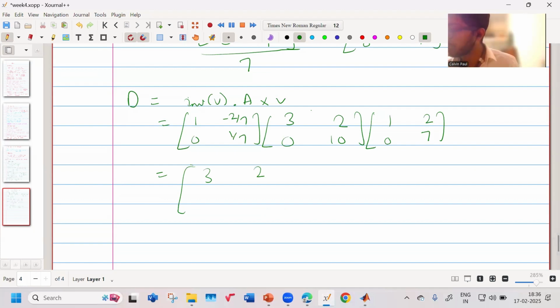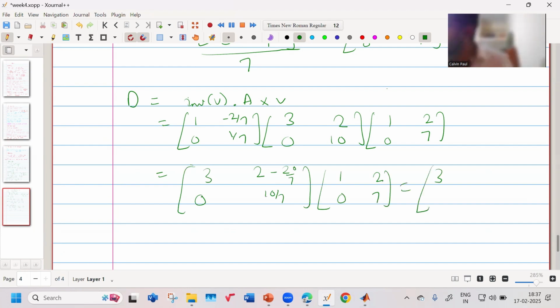Then actually let us do step by step. So 2 minus 20 by 7, this is 0 into 3 and 1 by 7 into 0. So this is 0, 0 into 2 and 1 by 7 into 10. So this is 10 by 7. So this into 1, 0, 2, 7. So this actually is 3.